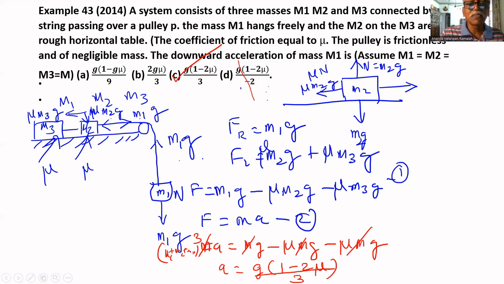So, for the entire system, you have to consider all three masses. Therefore, on the left hand side, M equals 3M. M1, M2, M3 equal to M, therefore 3M. Therefore, divided by 3. G into 1 minus 2 mu divided by 3.